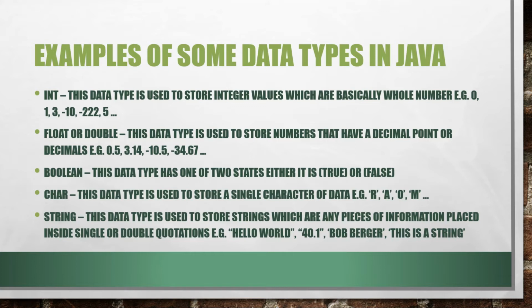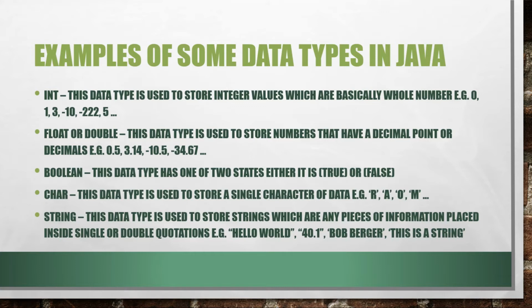Boolean. This data type has one of two states. It is either true or it is false. So Boolean is either true or it is false. Char. This data type is used to store a single character of data. You have some examples there. So char is basically used to store a single character of data, and we usually place it within quotation marks, whether single or double quotation. And it's not just limited to letters. We can store special characters such as the asterisk, the backslash, forward slash, etc.